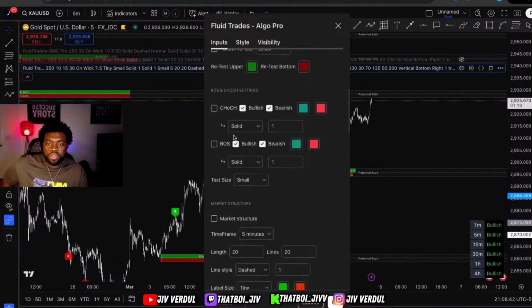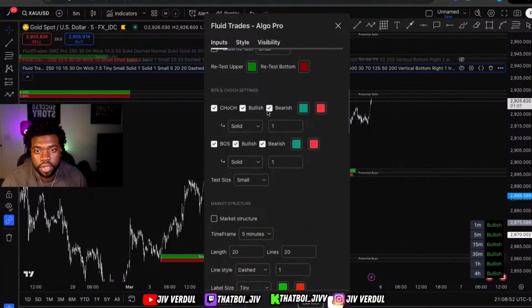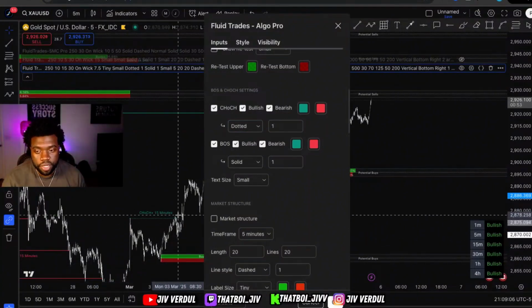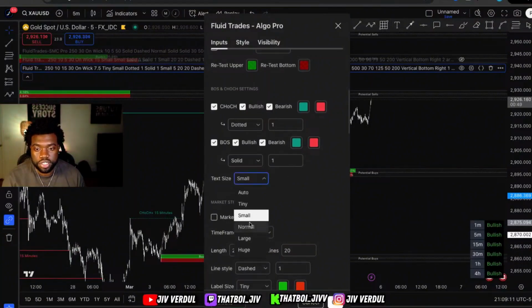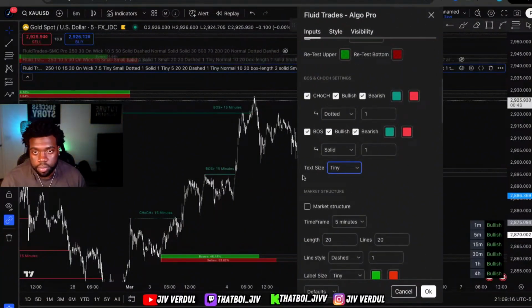The change of character and the breaker structure. We switch up the UI here in the settings. We turn these on. We can always change the colors, right? Bearish and bullish colors. You can change the lines, solid or dotted. You can make the line as thick as you want. We're going to leave it at 1. You can leave it at dotted, breaker structure, all that good stuff. You can also change the text size, for those that want a very clean, minimalistic look.